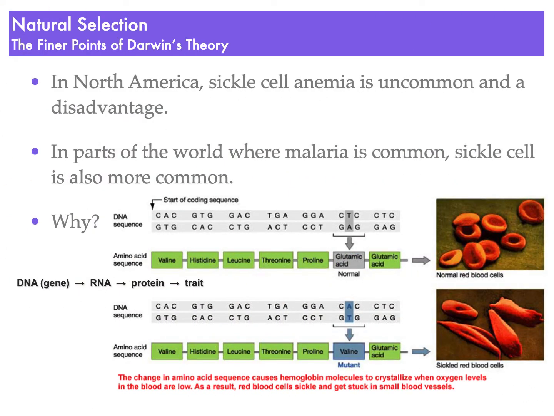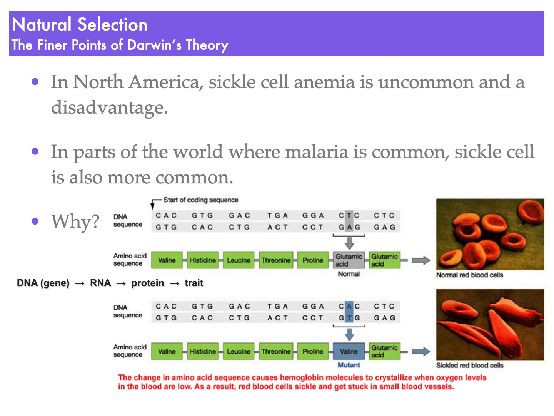Except that if we look at sickle cell disease, there's some really weird things going on when we study it. The first is that in North America, where we are right now, sickle cell anemia is very uncommon. And just as you had thought, it's a total disadvantage. It's not a good thing because it makes your blood unable to carry oxygen. You start working out, you start running away from a bear or something, and suddenly you can't breathe. You've got no oxygen. Bad, right?